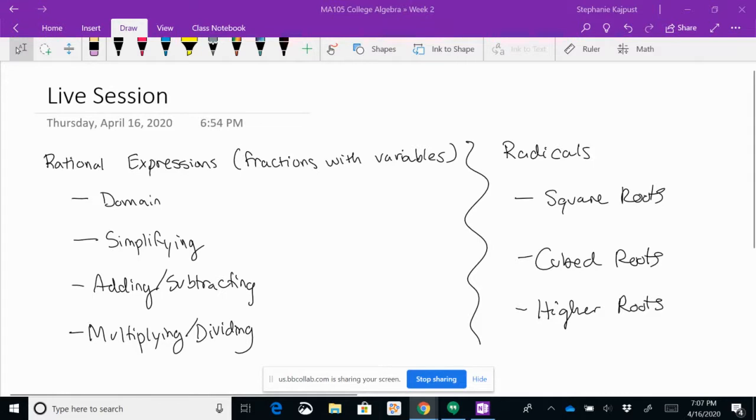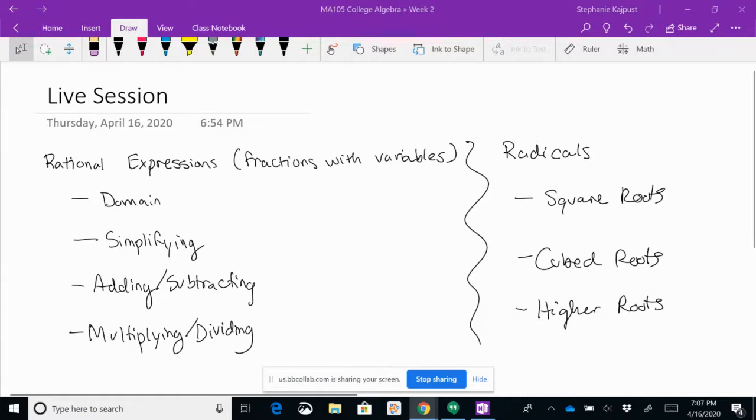So I'm going to set up a new poll. Here's the new poll. So out of rational expressions, choose the number 1 thing that you need help on. So you can only choose 1. It doesn't allow me to choose, you can't choose more than 1. So just choose the number 1, the one that you're having the hardest time with.